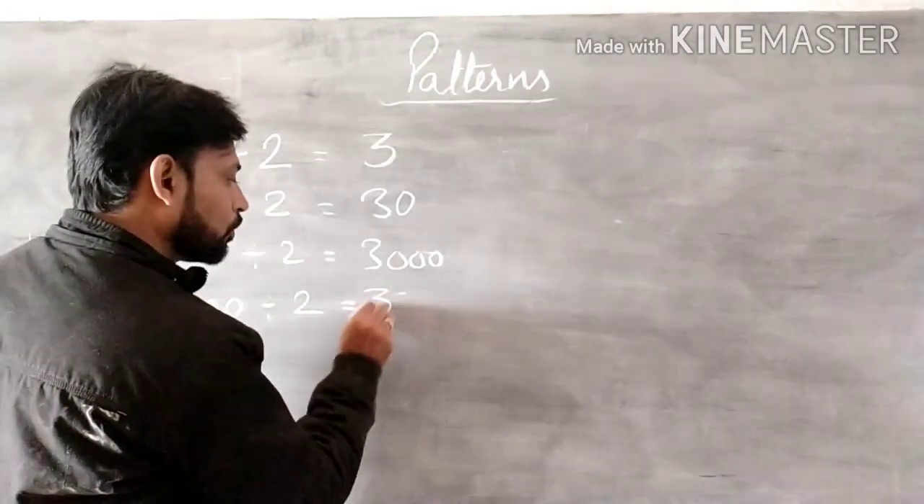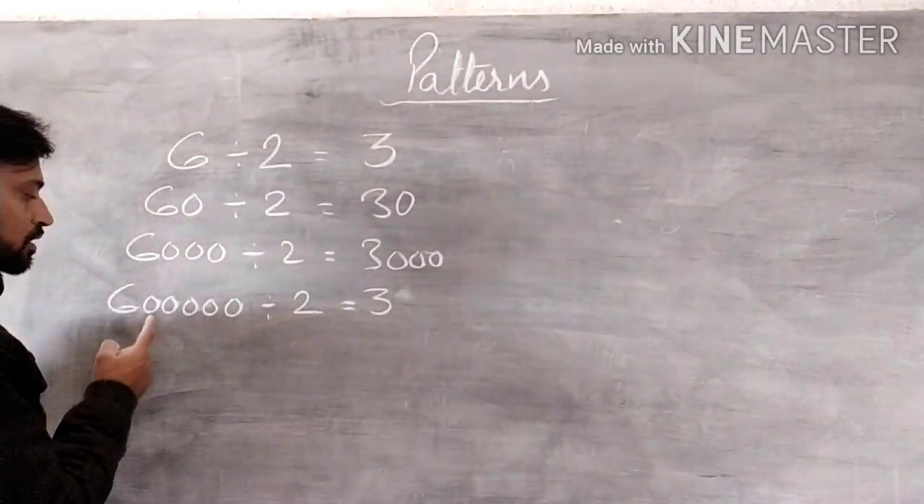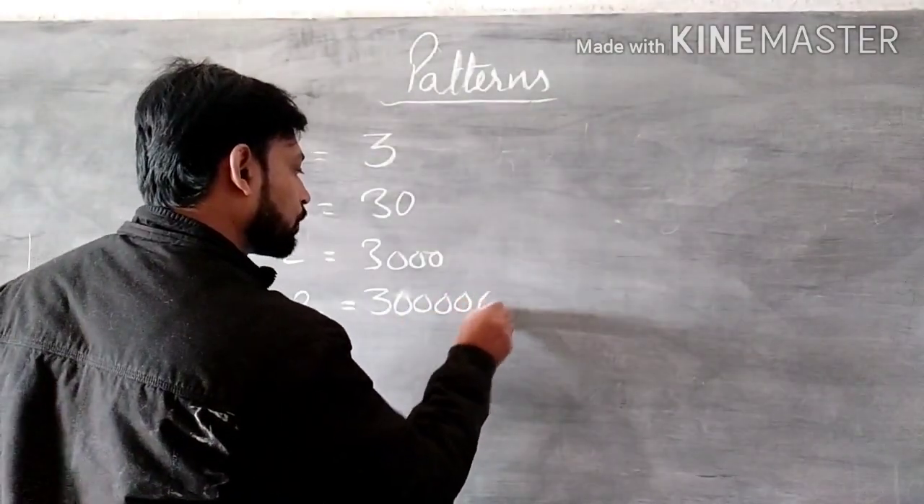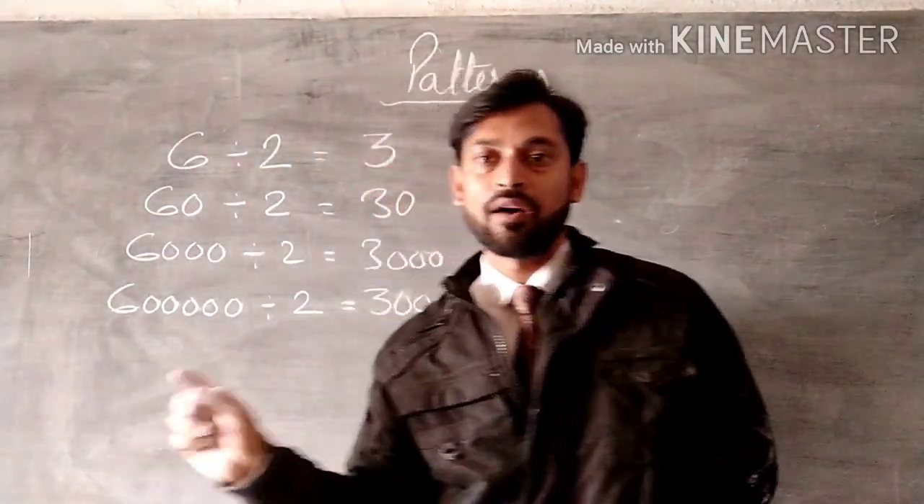Suppose one more, 12345, and we are dividing by 2. So the answer we know, 6 divided by 2 is 3. Now count the zeros, 1 2 3 4 5. So 3 followed by 5 zeros. So this will be the answer. Is that clear? I hope you have understood.